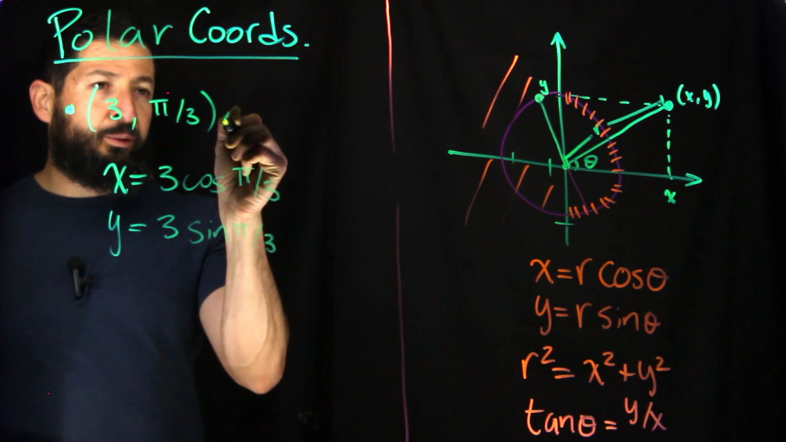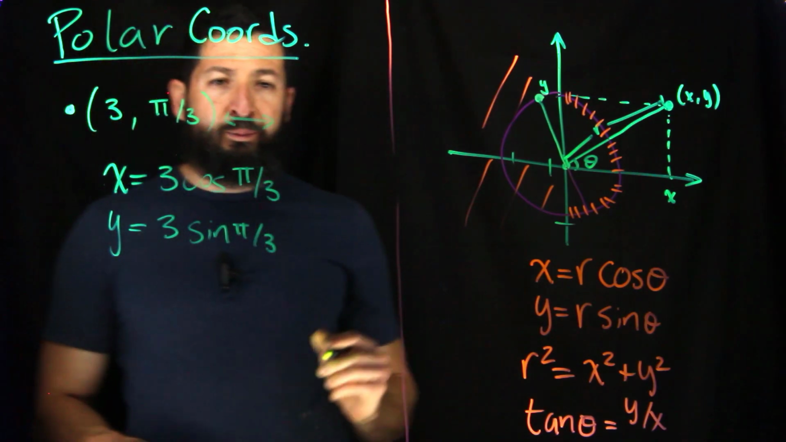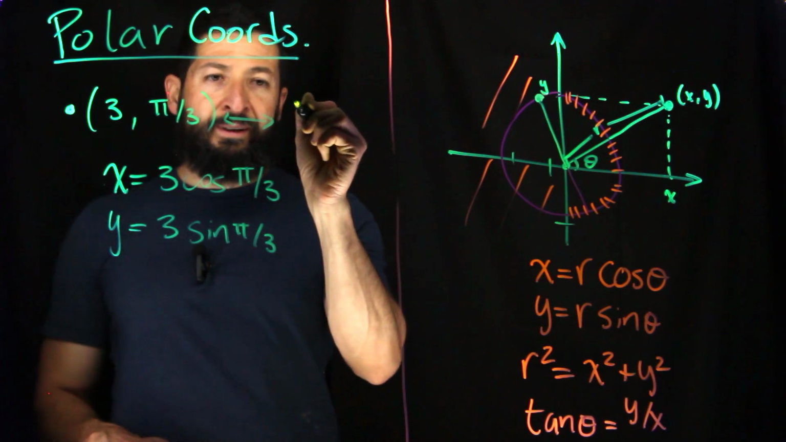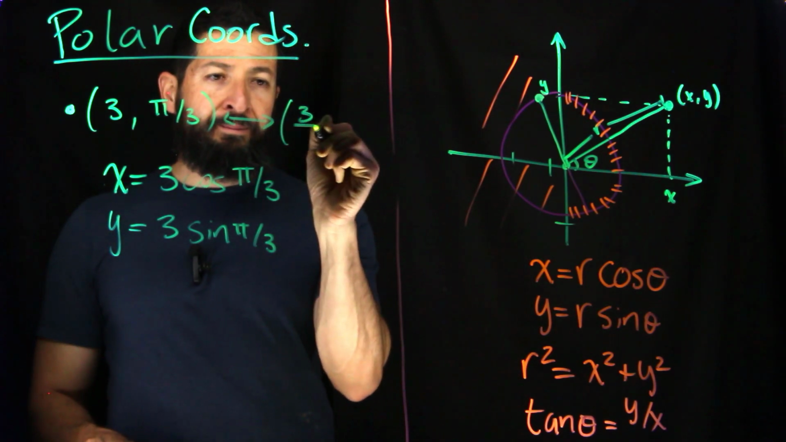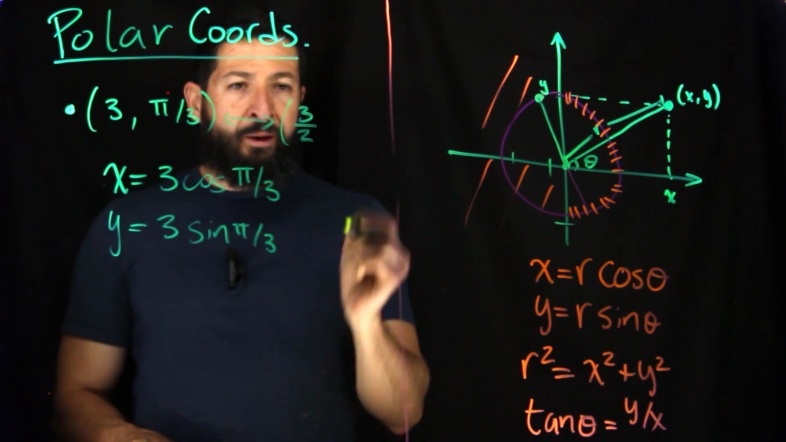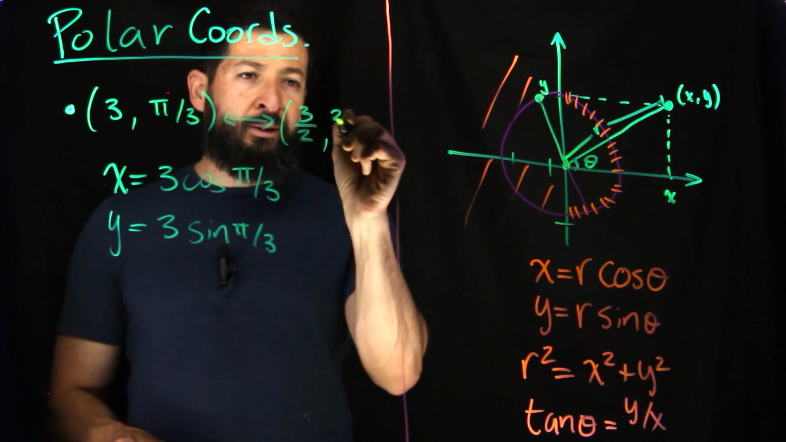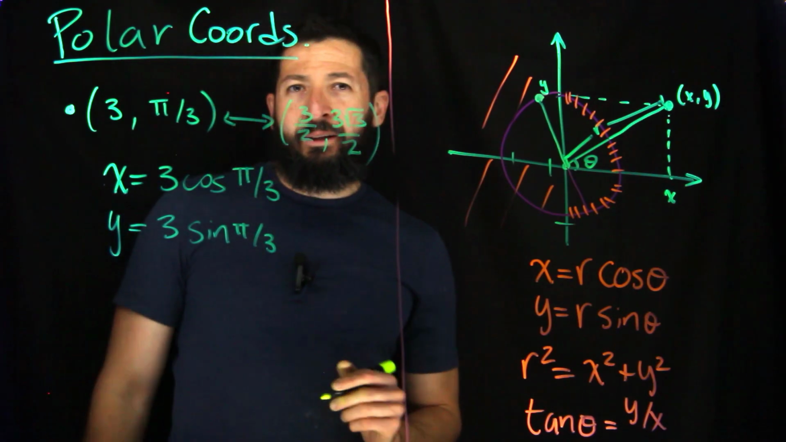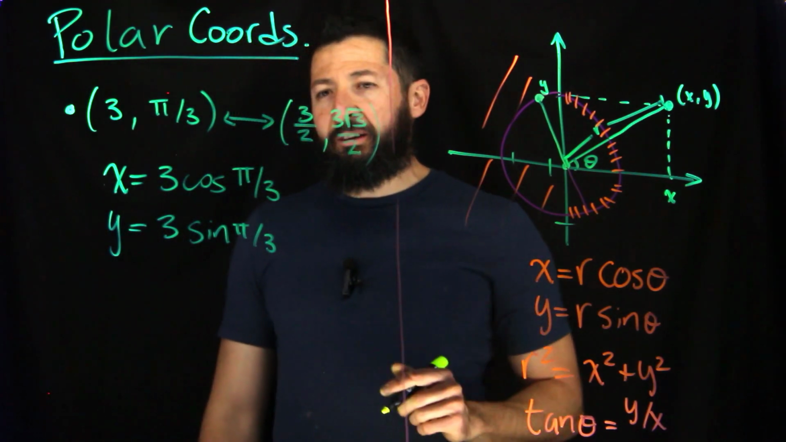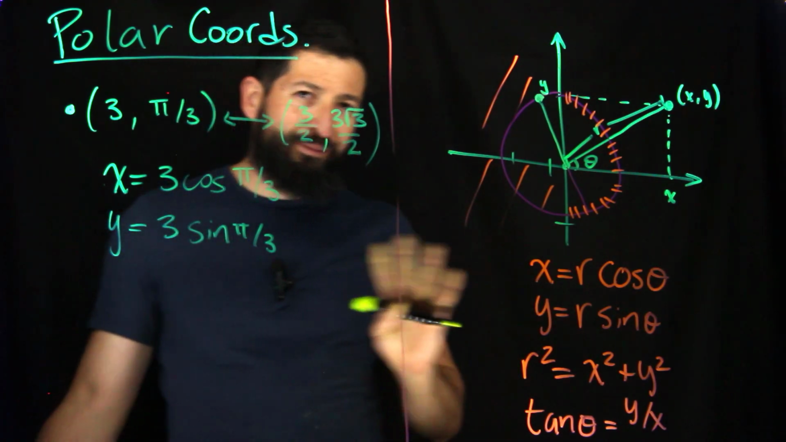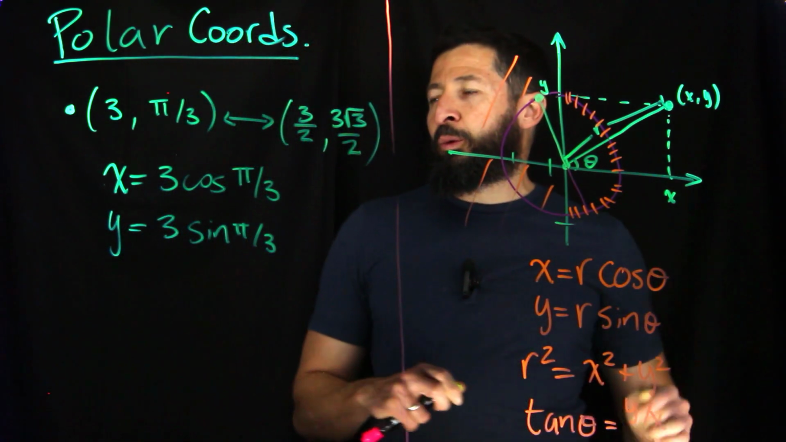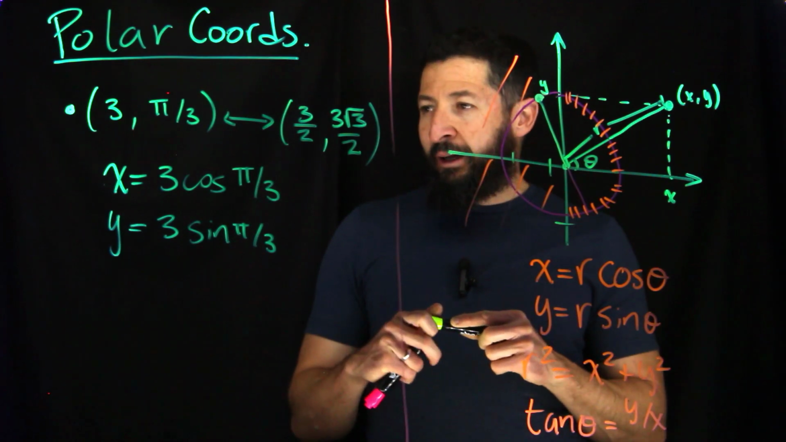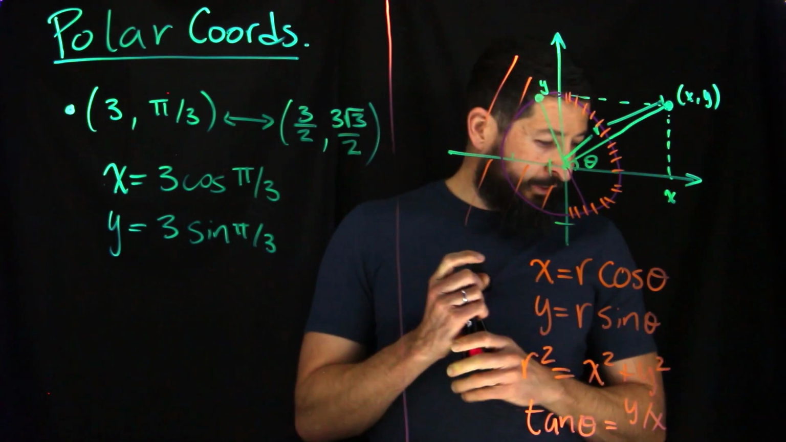So the point that is going to correspond: the cosine of pi over 3 is going to be 1/2, so it's going to be 3/2. And the sine of pi over 3 is square root of 3 over 2, which is going to be 3 root 3 over 2. So that's how you get your point in rectangular coordinates from polar. That's very straightforward. Let's go ahead and plot one graph here real quick.